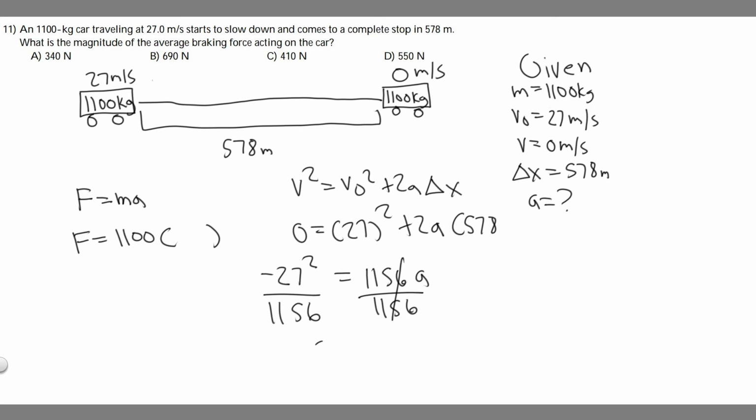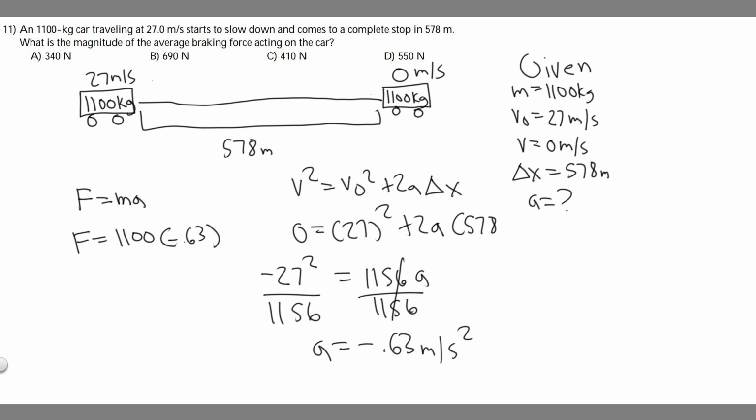And you're going to get a equals, and keep in mind it's negative, so negative 0.63, because we're decelerating, or we're slowing down. So obviously acceleration would be negative: minus 0.63 meters per second squared. But when you solve this, they're asking for the magnitude of it. You can plug in the negative value, negative 0.63. This just means the force is acting this way, but they want the magnitude. So just take the positive value of this.